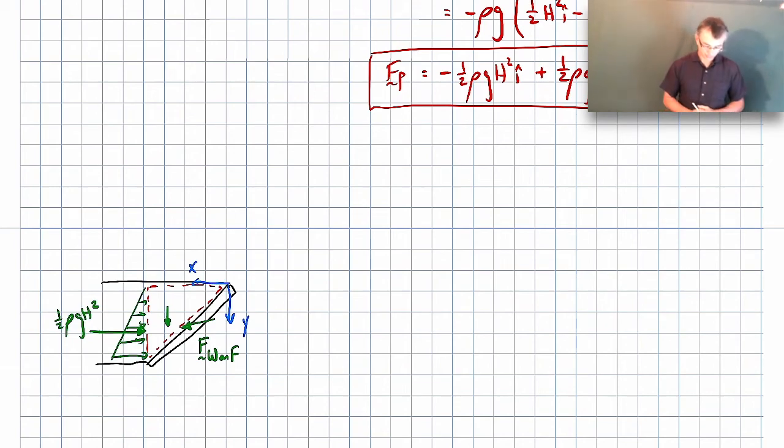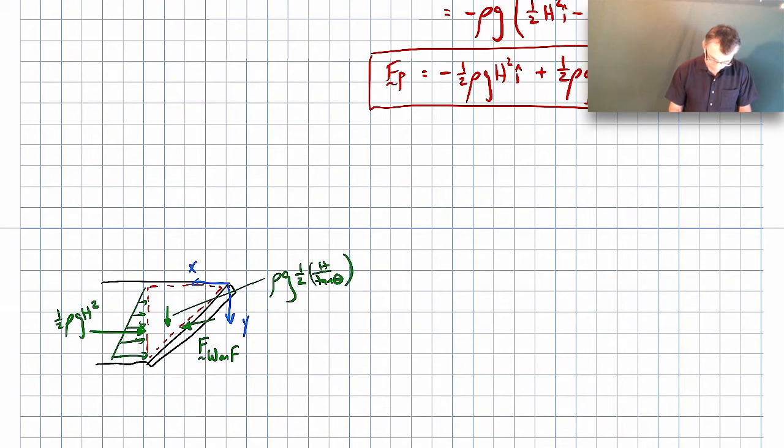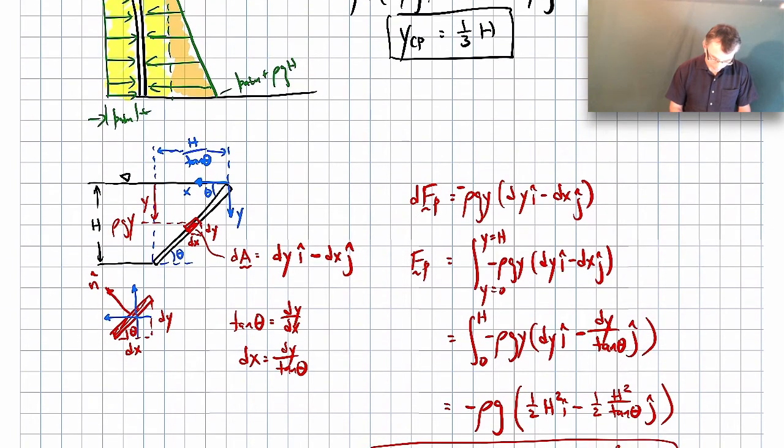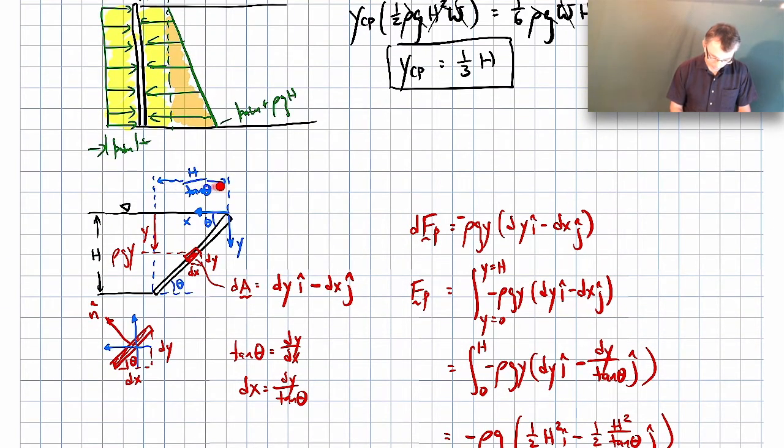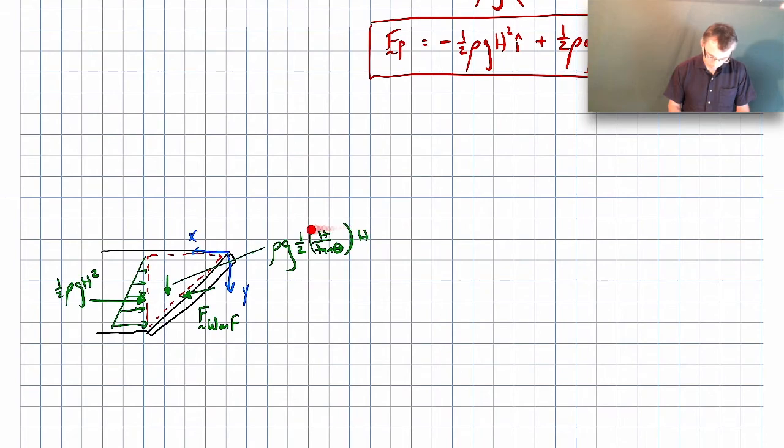The weight of that triangular piece of fluid will be the density times gravity times the area. Again, I'm doing it per unit depth. The area will be 1/2 the base times the height. 1/2 the base, this will be h over tan theta, times the height, h. The base part is this distance here, h over tan theta, that I worked before. So the area of that triangle is 1/2 the base times the height. So that's the weight.